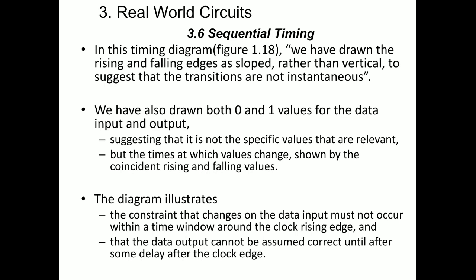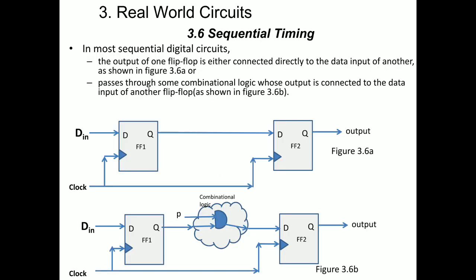We also drew both logic 0 and logic 1 values for the data input and data output, suggesting that it's not the specific values that are relevant, but the times at which values change, shown by the coincident rising and falling edges. The diagram illustrates that changes on the data input must not occur within a time window around the clock edge, and that the data output cannot be assumed correct until after some delay after the clock edge. That is about rise time and fall time, and about a single flip flop.